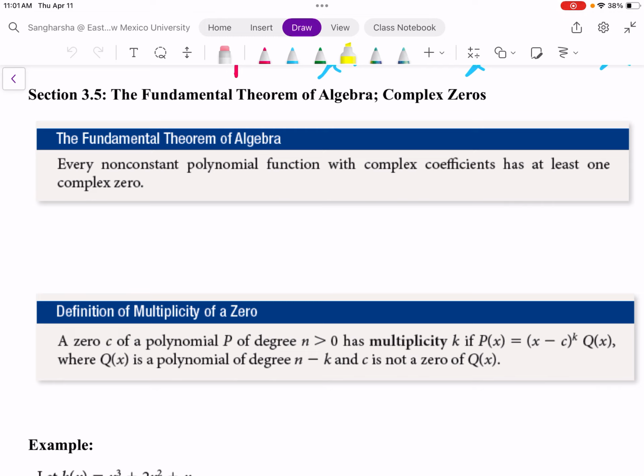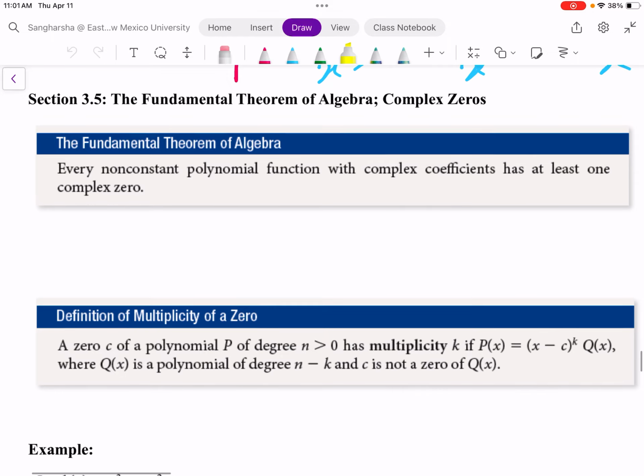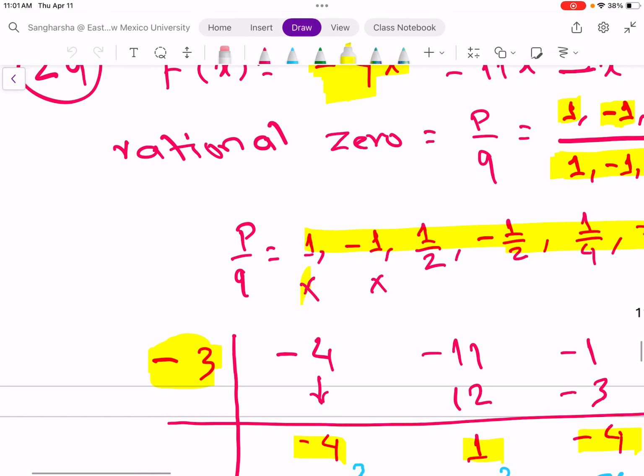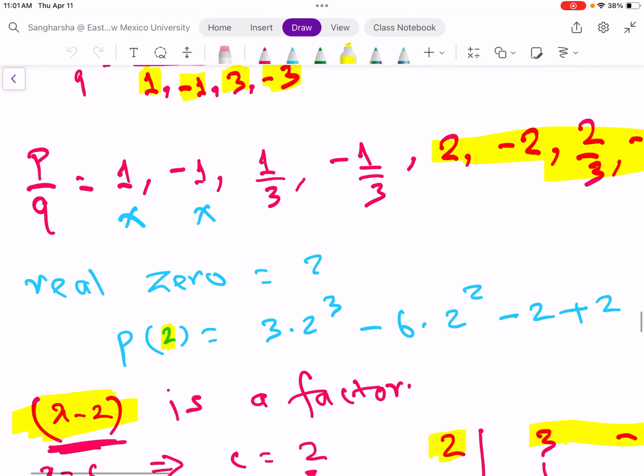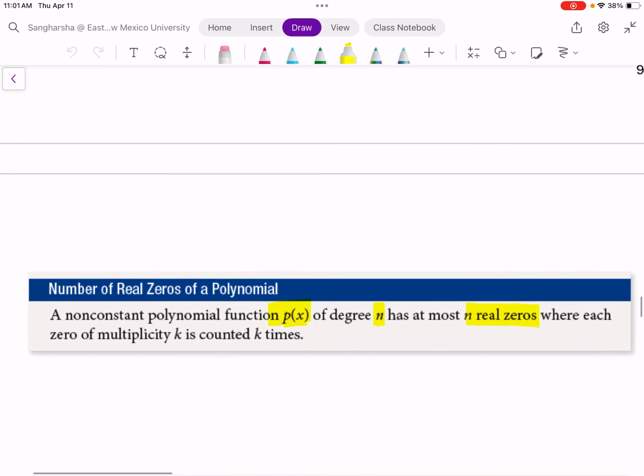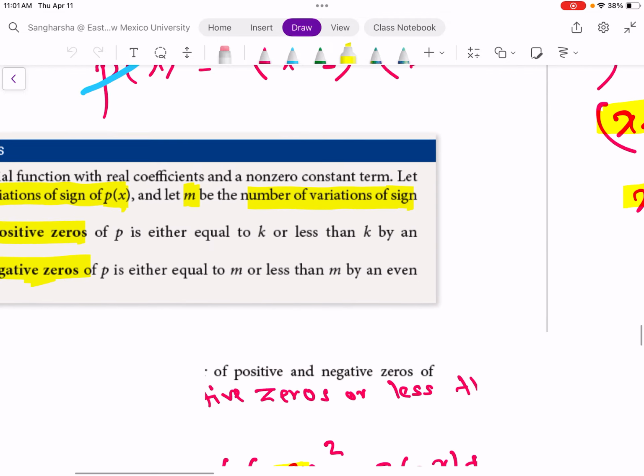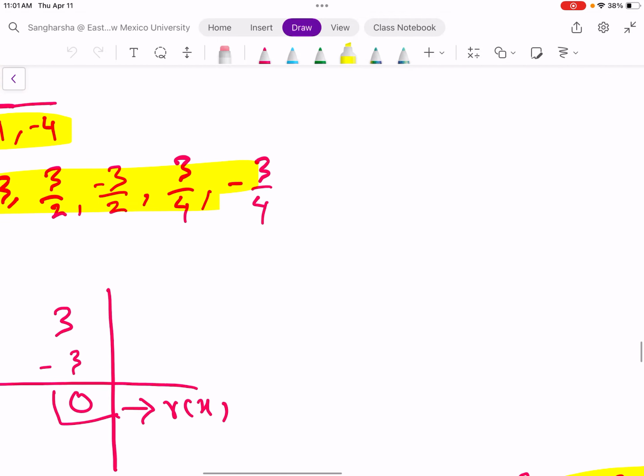Okay, in section 3.5, we'll be talking about the fundamental theorem of algebra, and we will continue finding the zeros of a function. In this section we will see complex zeros. So we did one example yesterday, and we had a complex zero, right? Was that from our homework? We had a complex zero.